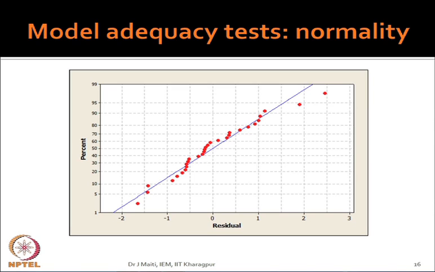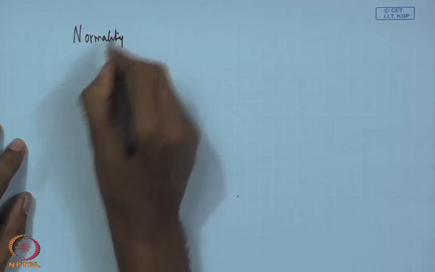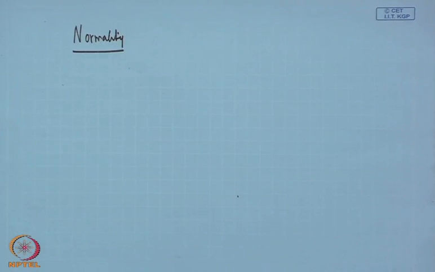Then you require to see whether your model is adequate or not. How do you understand my model is adequate? First of all, you have to test the assumptions. So, under ANOVA one of the assumptions is normality. How do you test normality? Any idea?